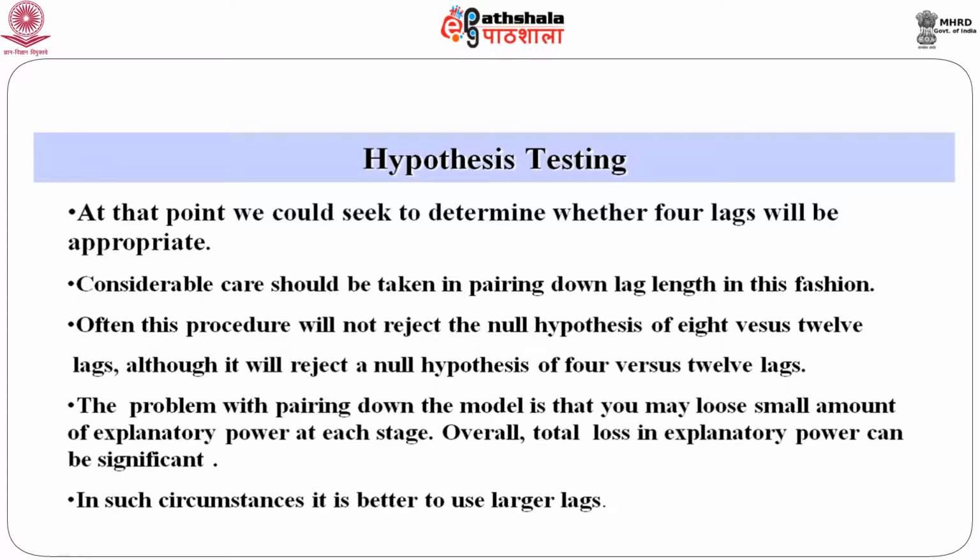The problem with paring down the model is that you may lose a small amount of explanatory power at each stage. Overall, the total loss in explanatory power can be significant. So, if we find this to be true, then in such circumstances it is better to use larger lags. So, what do we have to do? We have to give some value judgment seeing the value of the test statistics.